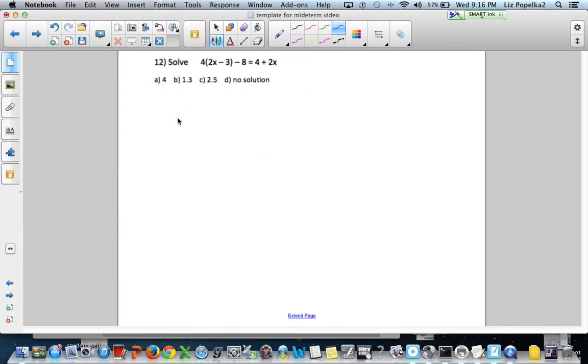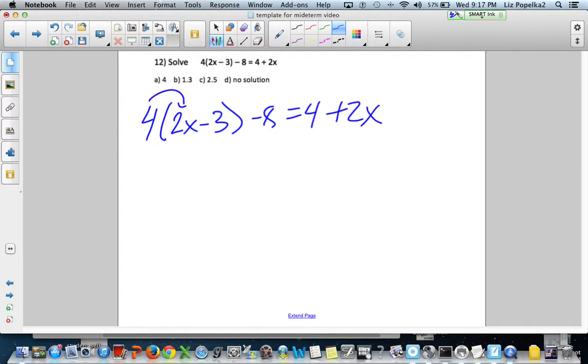Last but not least, number 12. I'm going to rewrite this over here. So I've got... I should back up a little bit. I've got distributive property that I need to do first. I can tell that because I've got this 2x minus 3 stuck together in parentheses, but there's nothing I can do with it until I get it out.